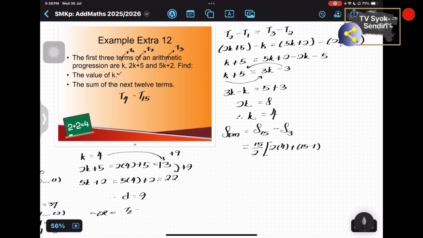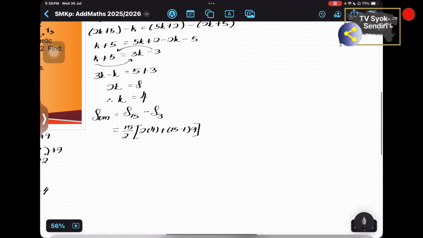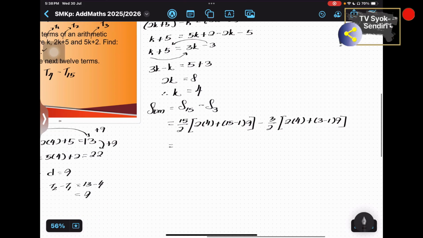Or if not, you can use T2 minus T1, that is 13 minus 4, and you still get 9. So this is how we get the numbers. Okay, put in 9 and close it. But remember, this is only for S15, so we still need to minus S3: 3 over 2 in the big bracket, 2 times 4, and then plus 3 minus 1 multiplied with 9. Close that.